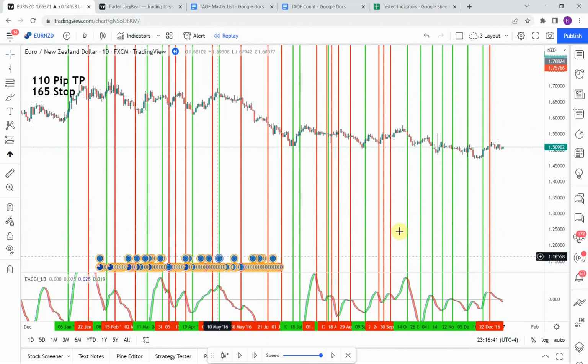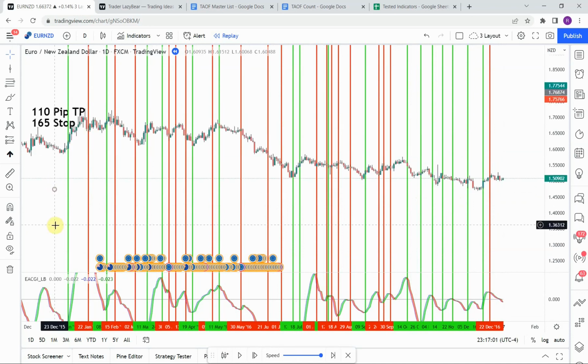So we have 36 trades all together, and we have 1, 2, 3, 4, 5, 6, 7, 8, 9, 10, 11, 12, 13, 14, 15, 16, and 17. 17 winning trades. And so unfortunately, that is not going to meet that 60% criteria that we were looking for.